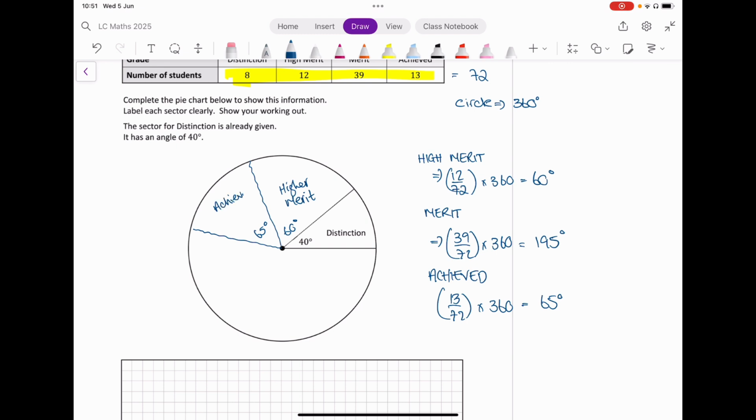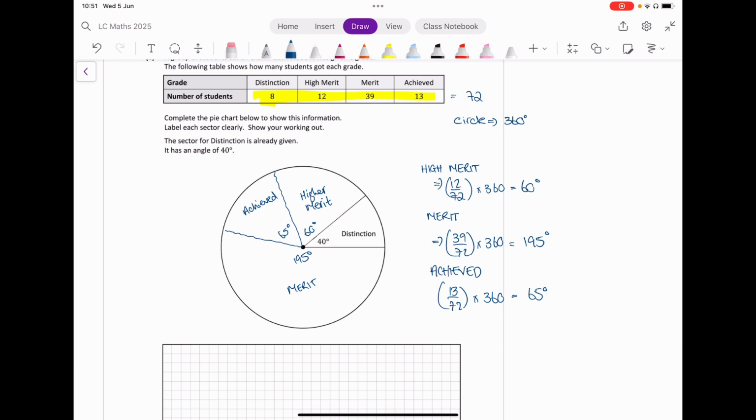Again, I'm just doing it rough. It's quite hard to put a protractor on the glass of the iPad. And then this last bit that we have out here is our merit, and that is 195 degrees. Okay, and that's question done. 15 marks. Nice, easy 15 marks to get.